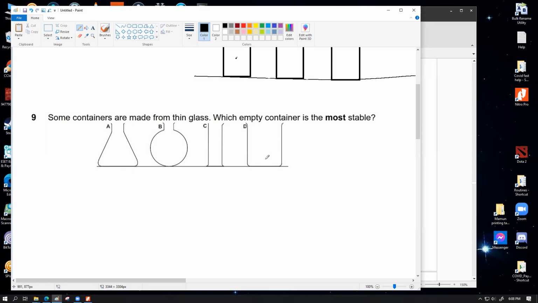So in terms of base area, if we just take the first variable, B and C wouldn't be more stable. A and D can be more stable. That goes for the first thing. And to compare between A and D, we can try to use the second variable, which is the center of gravity of the object.